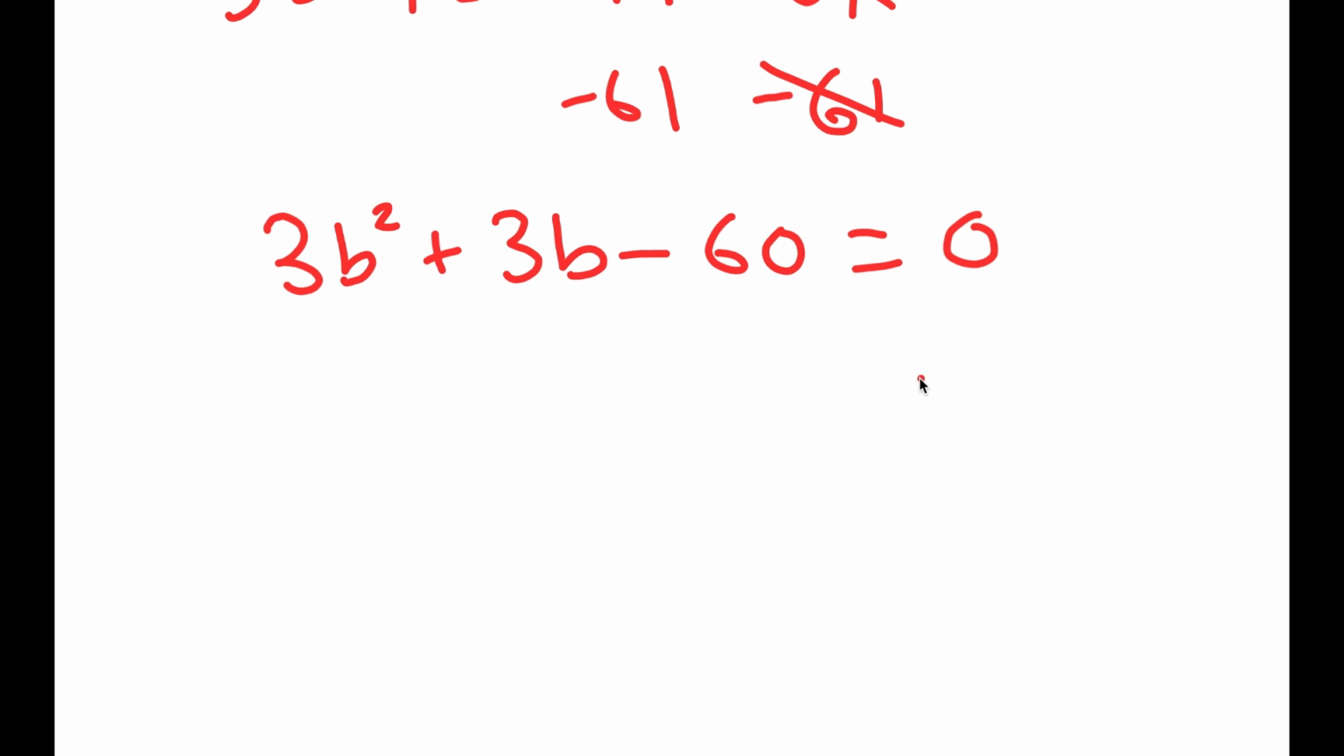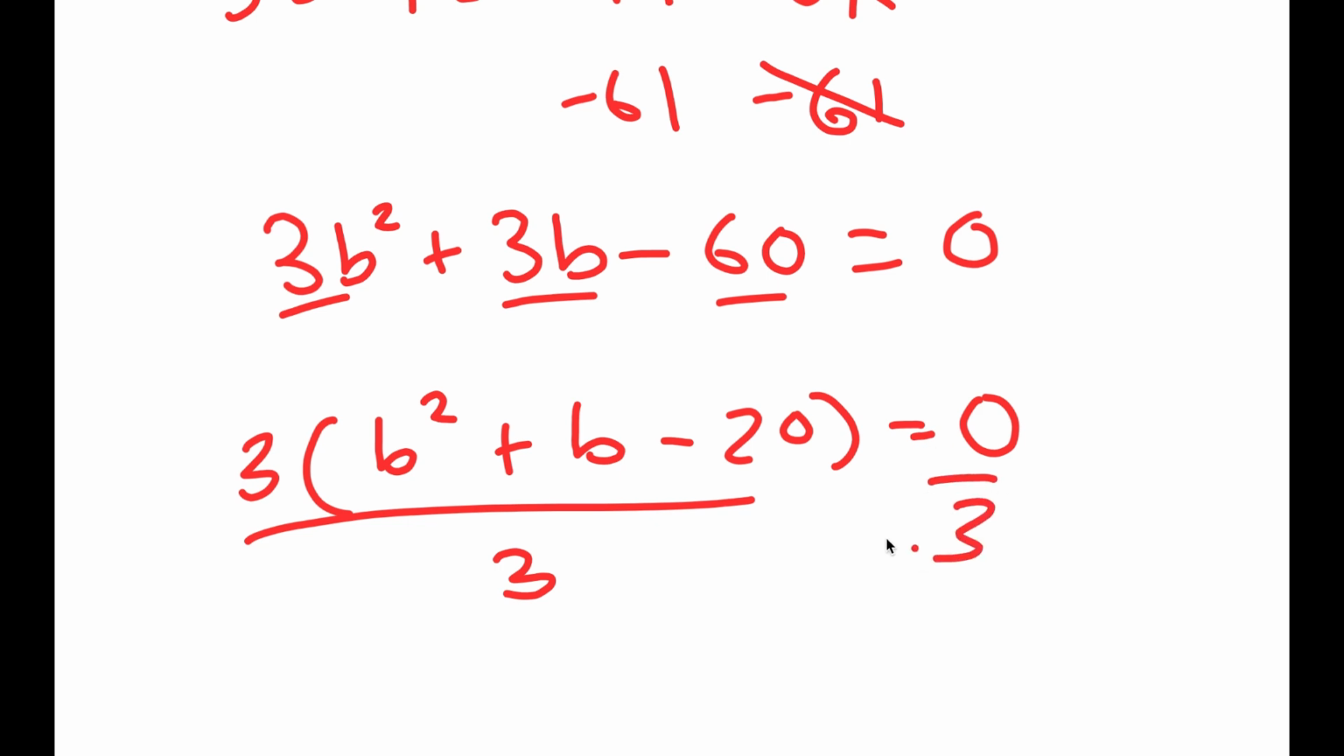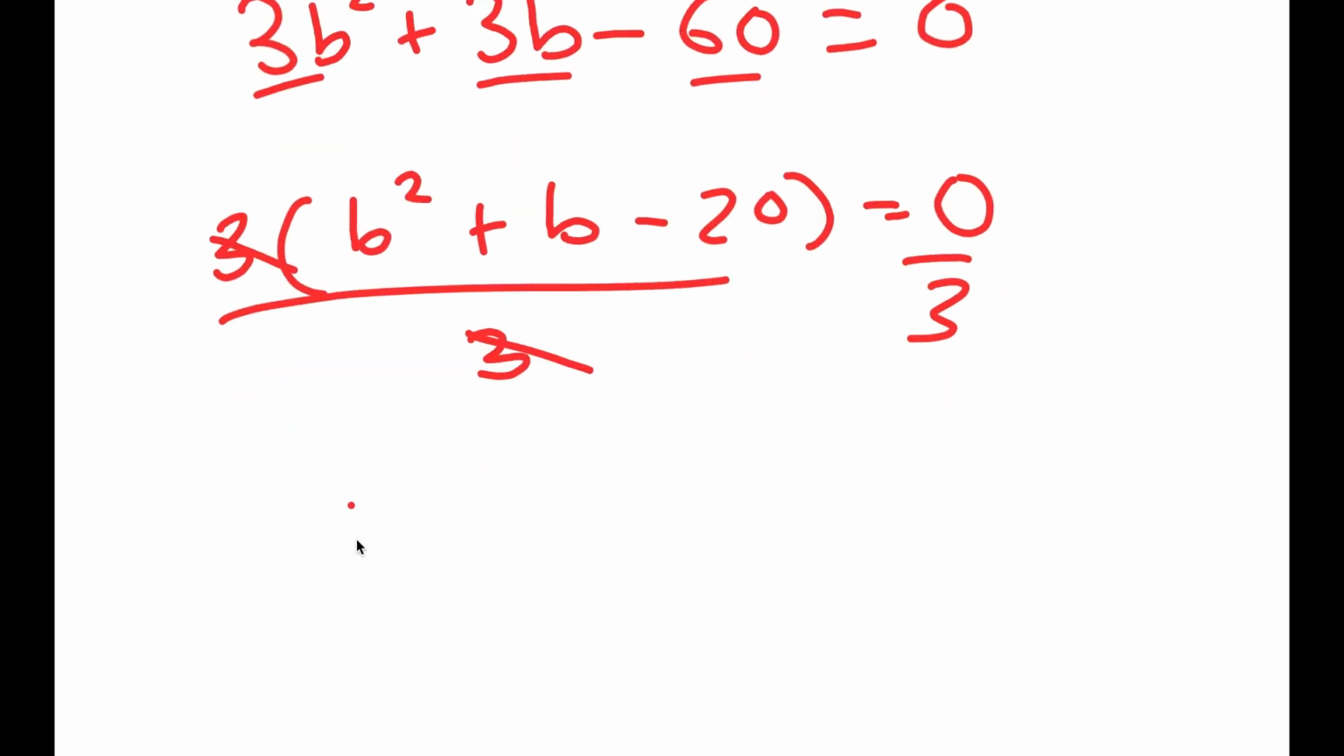Now from here, notice how all of these terms are a multiple of 3. So I'm going to factor out 3 from this. So I get 3 times b squared, since 3b squared divided by 3 is b squared, 3b divided by 3 is b, and negative 60 divided by 3 is negative 20. And now we can just get rid of this 3 by dividing both sides by 3. So now I get b squared plus b minus 20 is equal to 0.